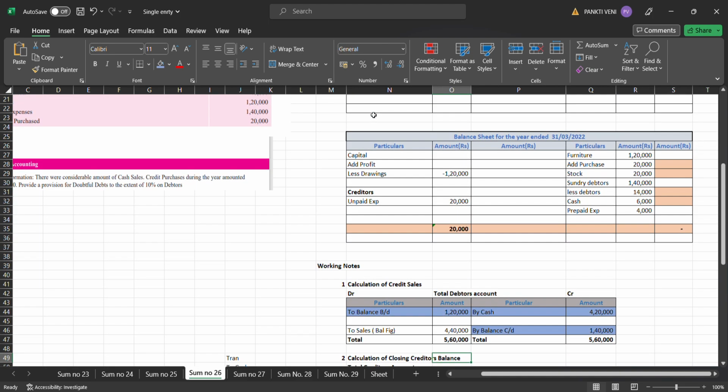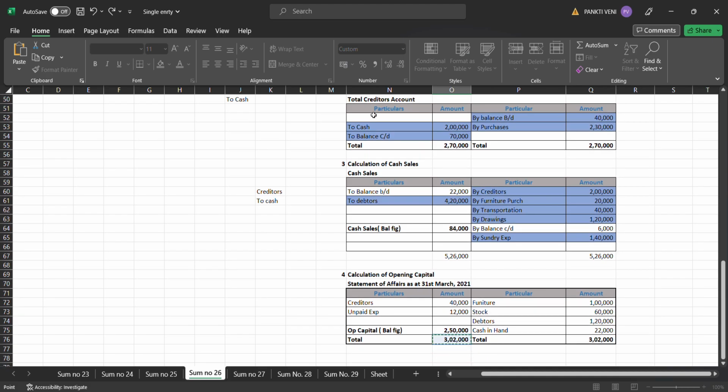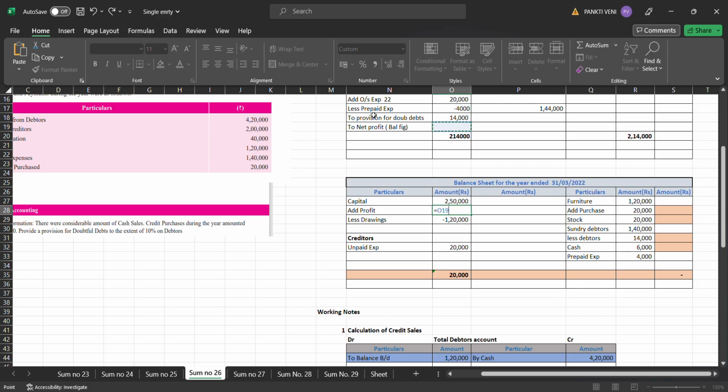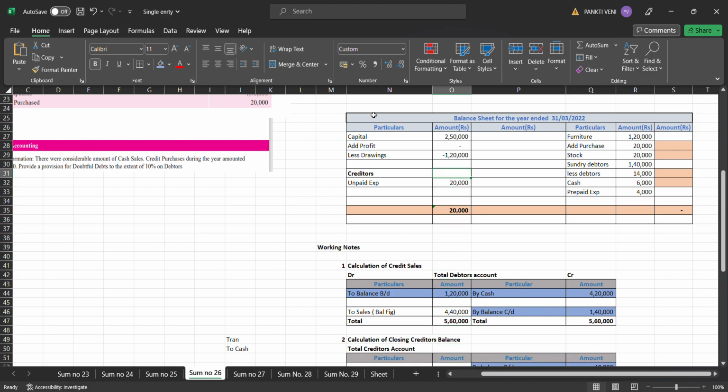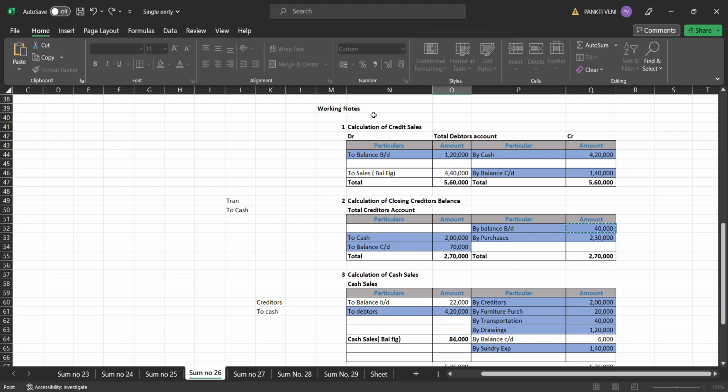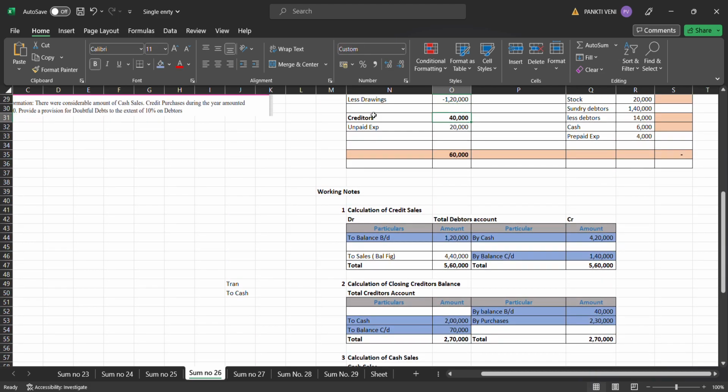Okay, now next, this much is done. Next I have the opening capital amount. I'll take it from the opening capital which we have prepared. So that is 2,50,000. Profit will come from here, from my net profit. Drawings I did. Creditors I'll have to find out. So creditors I'll get from the closing balance of creditors. They have not given it, I was supposed to find out. So the closing balance of creditors is 40,000. Closing balance of creditors is the balancing figure in this sum.